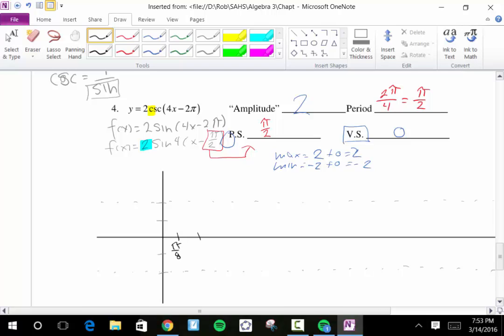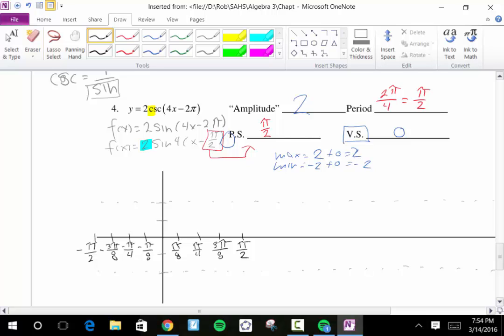If that's pi over 8, we'll make this pi over 4. This is 1 pi over 8 to 3 pi over 8. And then this right here is pi over 2. Okay, so that's one complete cycle. We would have to go this way too: 1, 2, 3, 4, negative pi over 8, negative pi over 4, negative 3 pi over 8, excuse me, and then negative pi over 2. Okay.